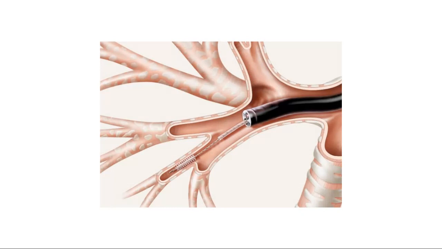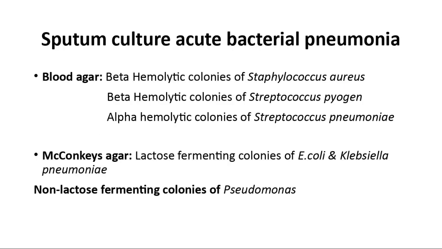Okay, this is another picture. This is the bronchoscope. Here is a camera, and here is a needle which can push the normal saline into the bronchial tree, and then we collect it again with the help of the sucker.